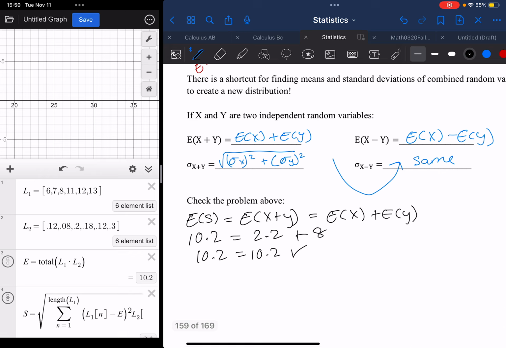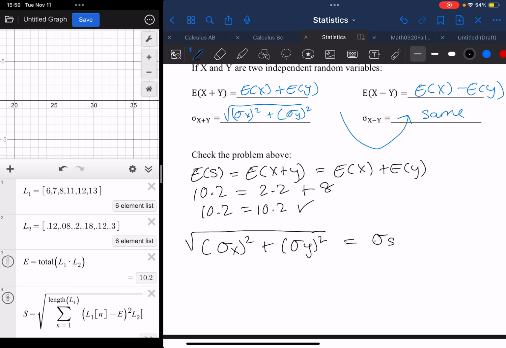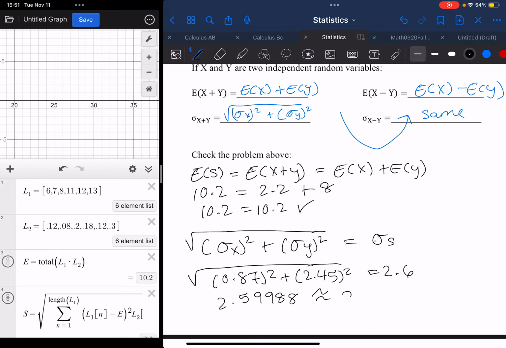Then we can test the standard deviation. So the square root of sigma X squared plus sigma Y squared should give us sigma S. If we plug in the values that we have, this is going to be the square root of 0.87 squared plus 2.45 squared, which is equal to 2.6. Well, if you put that into Desmos, that gives us 2.59988, which is equivalent to 2.6 if we round it. So yes, it checks out.